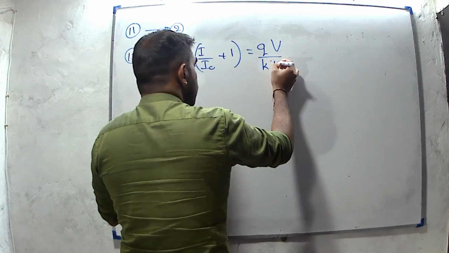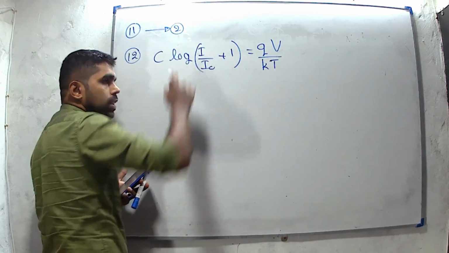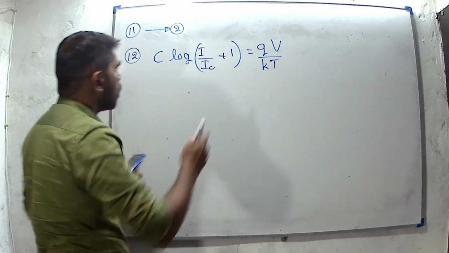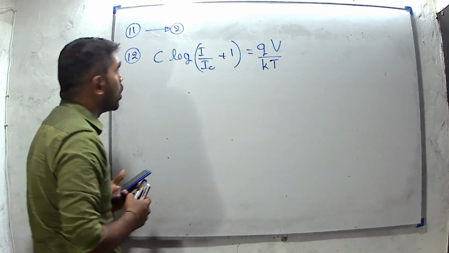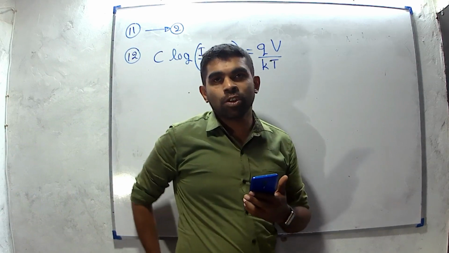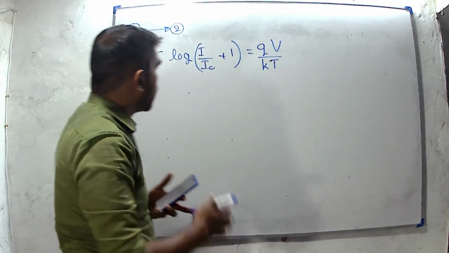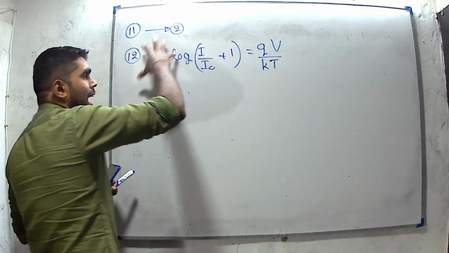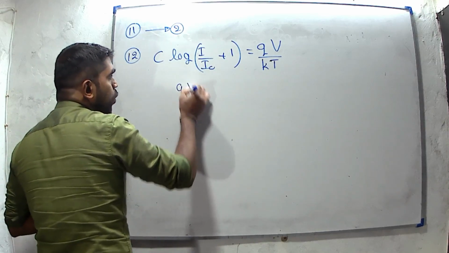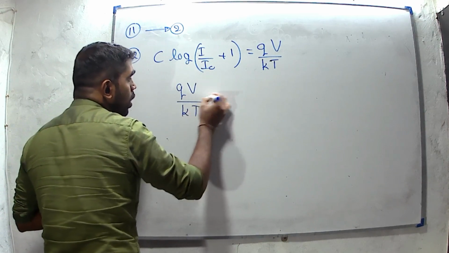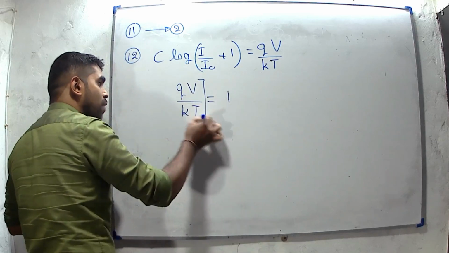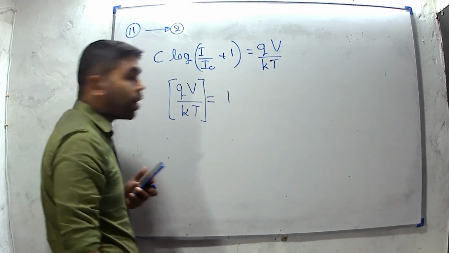We know that for a log term there is no dimension. Therefore this term has no dimensions, and C is a constant value, so C has no dimensions. Then in this equation the left hand side has no dimensions. Therefore QV over KT also has no dimensions. We can write its dimensions as 1 because there is no dimension.